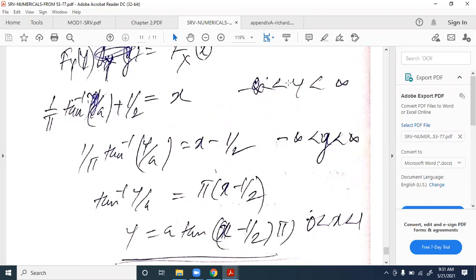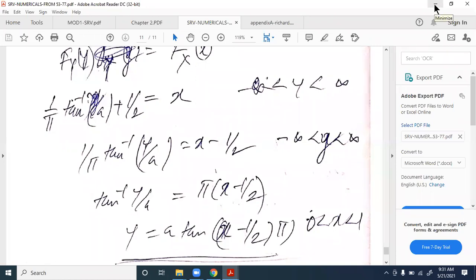We need not bother what it is. Here also we can try to write 0 less than x less than 1, because at the end we are trying to represent y in terms of x. So we will get here 0 less than x less than 1. So thus we can get the solution like this. Okay, so this is how we can solve it.